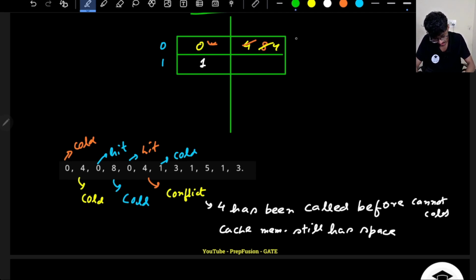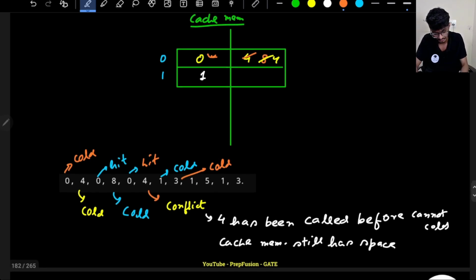Next I will call 3. So 3 also never has been called before, so 3 will also be a cold miss because it has never been called before, and 3 will be placed here. Correct? 3 mod 2 is 1 only. Next I am calling 1 again, so it is a hit. Correct? If I am calling 1, it is a hit again, so there is no problem, there is no miss.